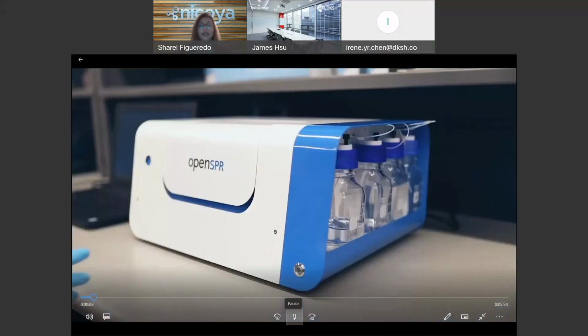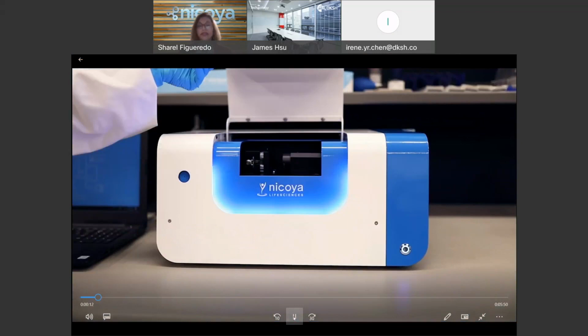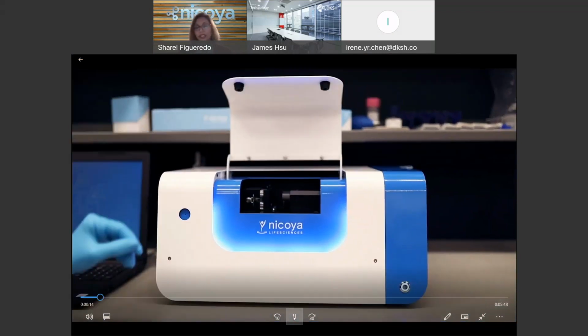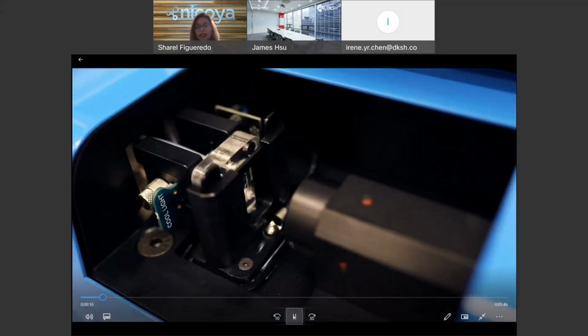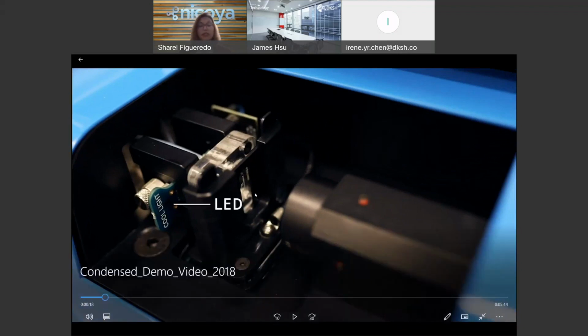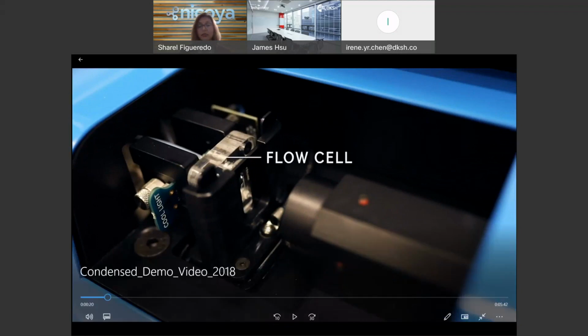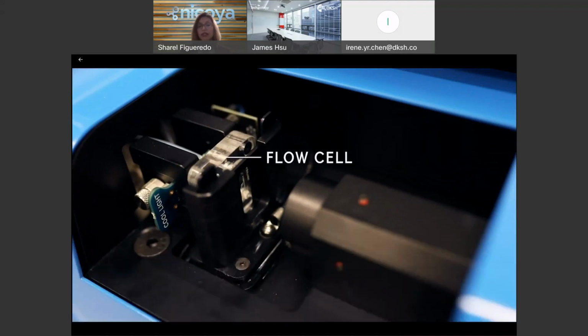Okay, so we'll now look at the use of the Open SPR. You see how it functions. We have the reagent bottles on the side, and now we are looking at the various compartments within the SPR instrument. Here is your LED source. This is your light source. You then have your flow cell. This is where, from the injection port, reagents are flowing through this flow cell.